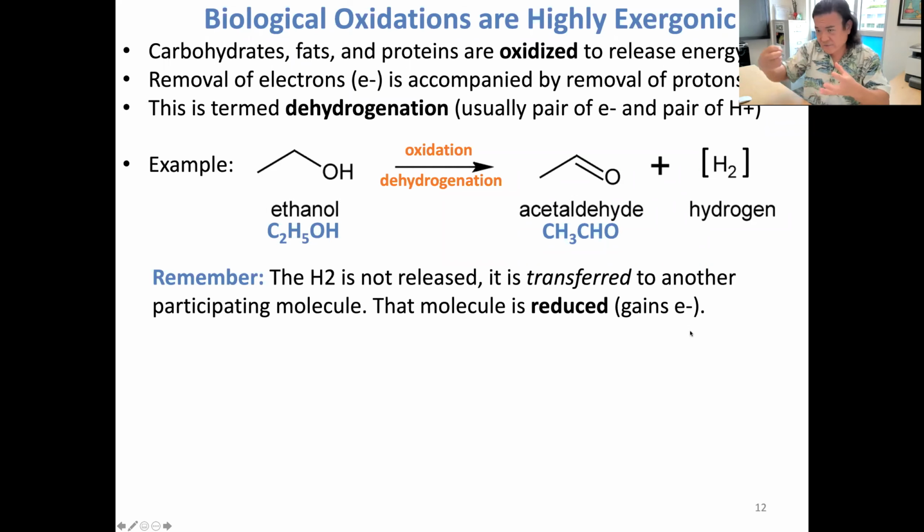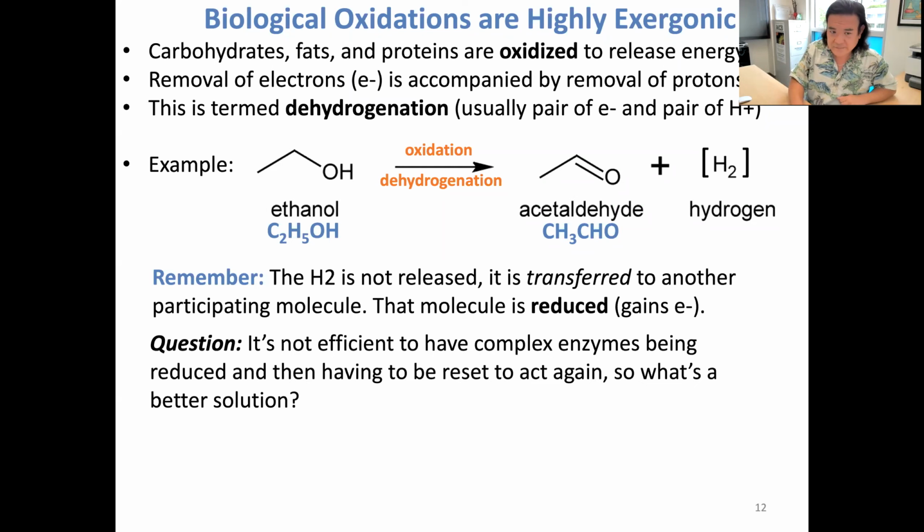It is being transferred to another participating molecule. That molecule is oxidizing, for example, the ethanol and turning the ethanol into acetaldehyde, and that molecule, as a result, is receiving that pair of electrons and pair of protons and is becoming reduced. So that's a very important thing to keep in mind.